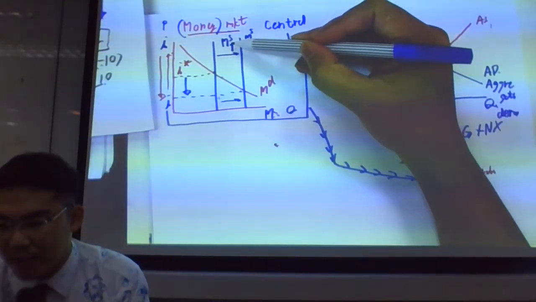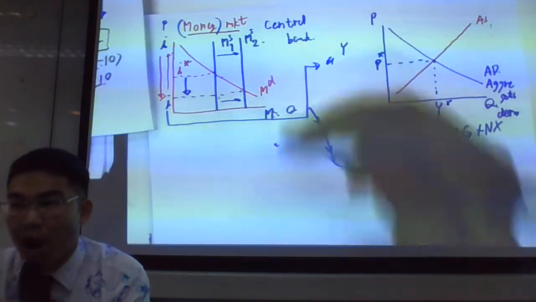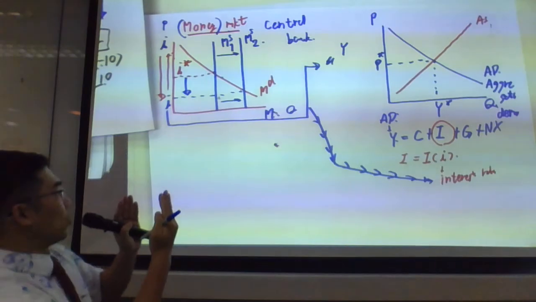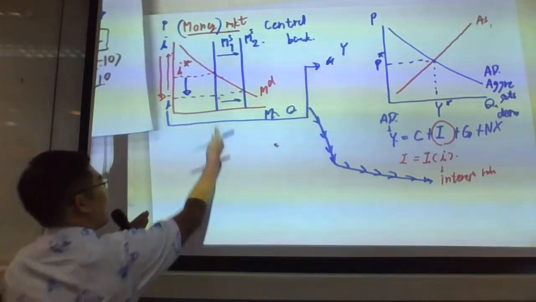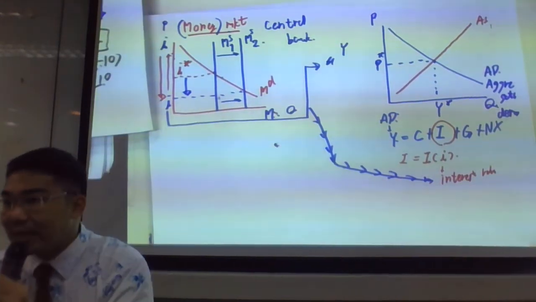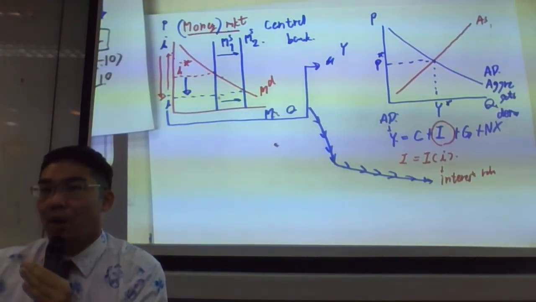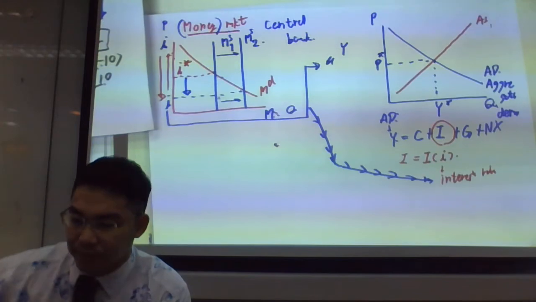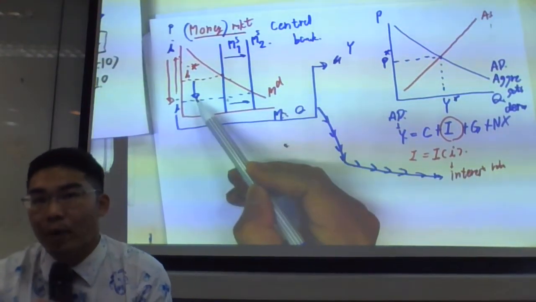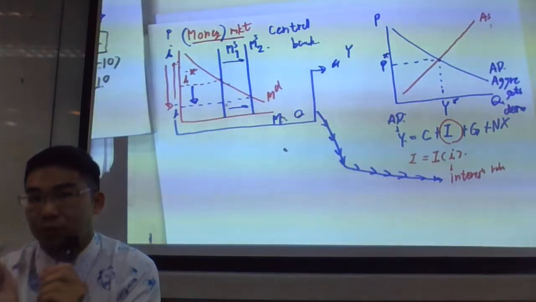The money supply here will shift outward, or shift to the right hand side. If you see this position, money supply shifts to the right hand side, it means that the central bank increases the money supply. Holding everything else constant, the price of the money will go down. What is the price of the money? It is the interest rate.